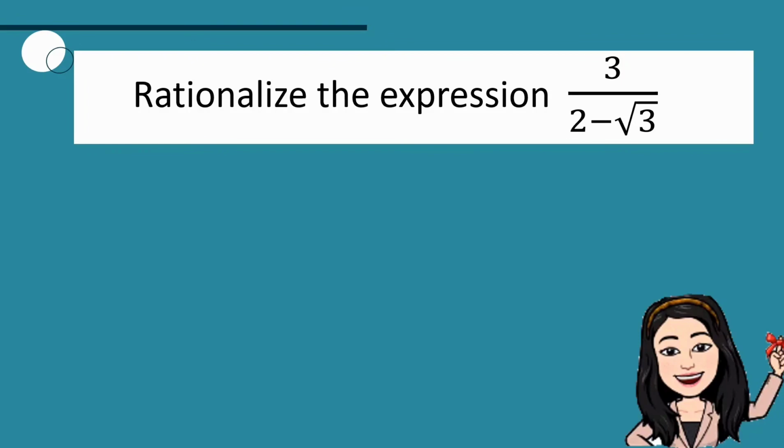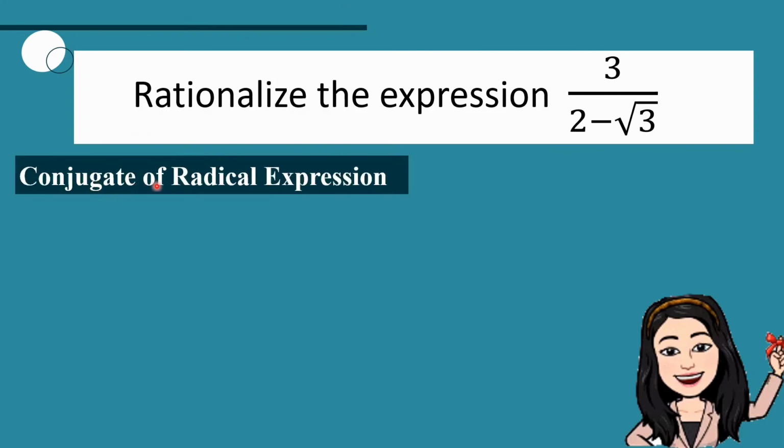For this given expression, rationalize this expression 3 divided by 2 minus square root of 3. If you notice, our denominator is a binomial and it consists of a radical number. So, therefore, it is not yet simplified. In order to rationalize the denominator, which is a binomial, we need the concept of the conjugate.